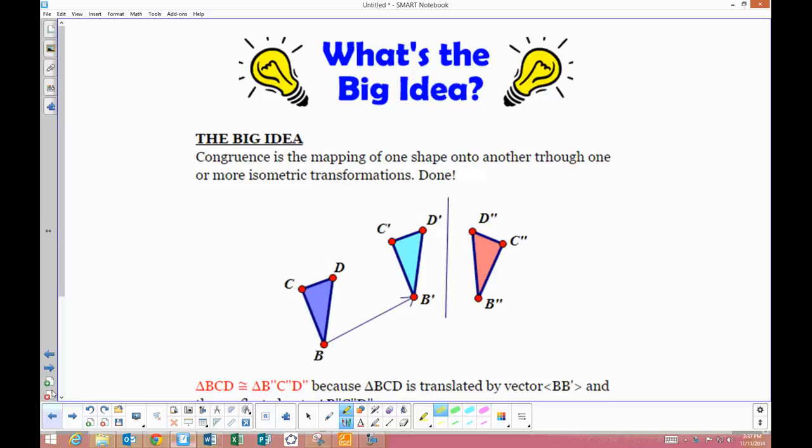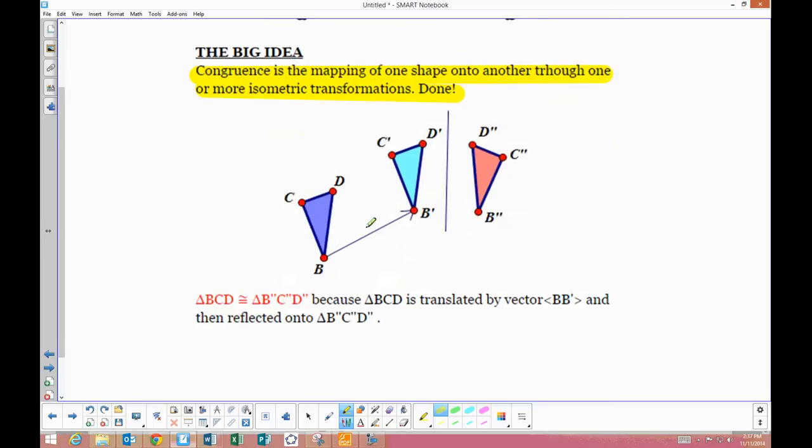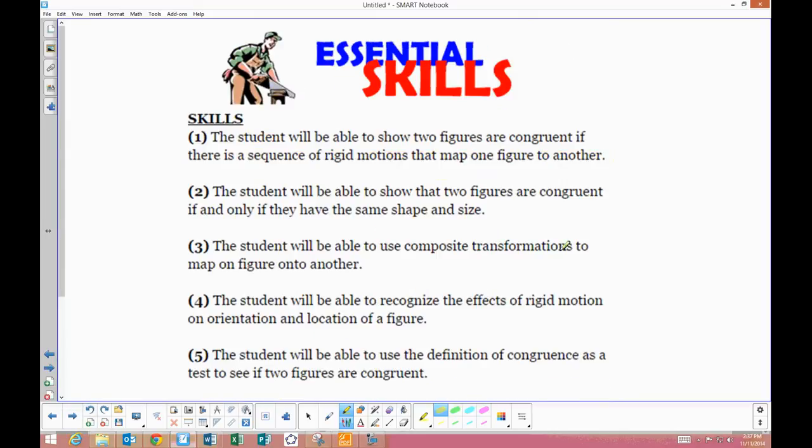The big idea for this benchmark is that congruence is the mapping of one shape onto another through one or more isometric transformations. So we're going back to benchmark 4, benchmark 6, benchmark 7 isometric transformations. And all we're saying is that if you can map one figure right on top of another one and it exactly fits, then we know that the figures are congruent. Seems pretty obvious. Okay, here are the essential skills that you're going to need for this benchmark.